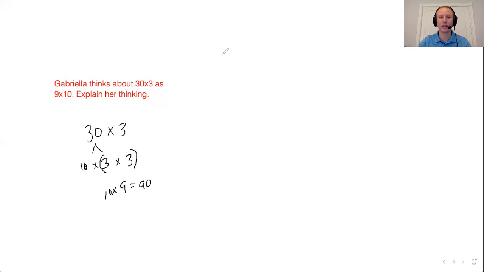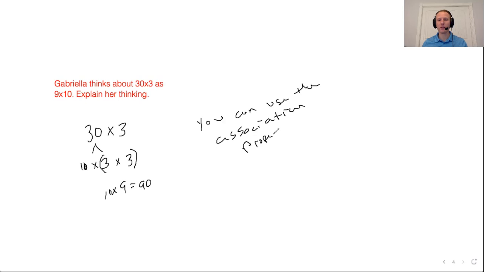You should also do a written explanation to something like that that says, you could be as detailed as saying, you can use the associative property to multiply in any order. She multiplied the 3's together first and then multiplied that product by 10. Writing the fastest I can for you here.